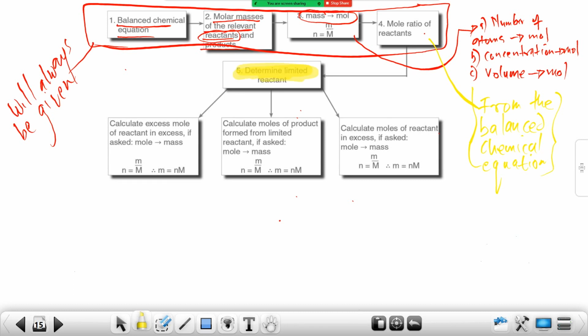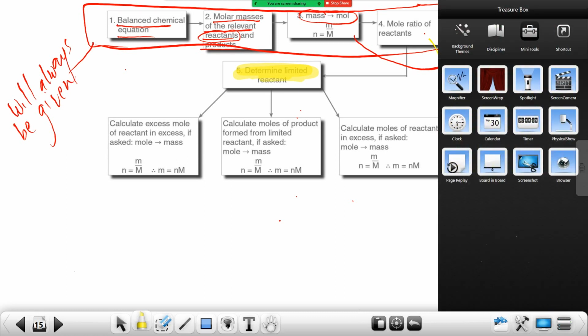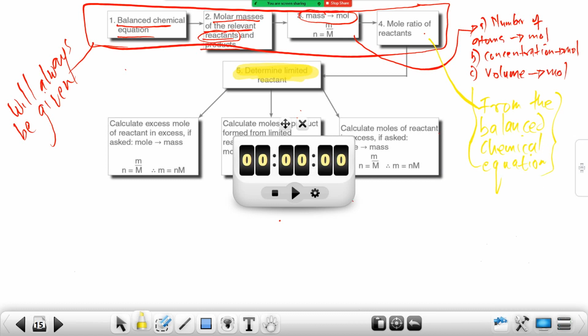I'm going to pause and allow you to take a breather or ask something related to this 1, 2, 3, 4, and 5 for the next 10 seconds.